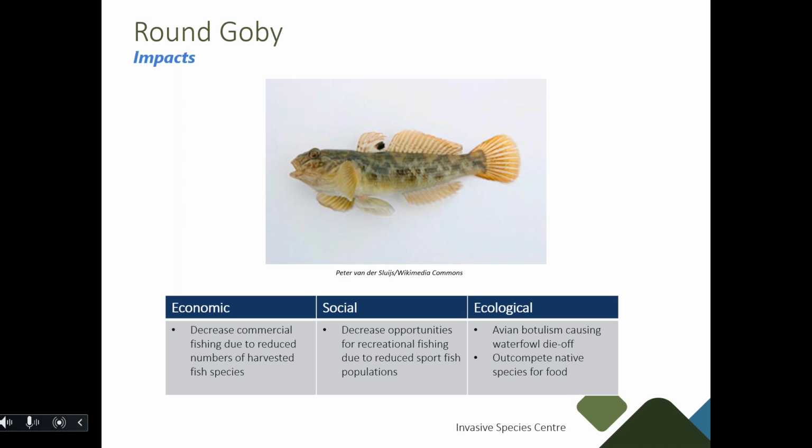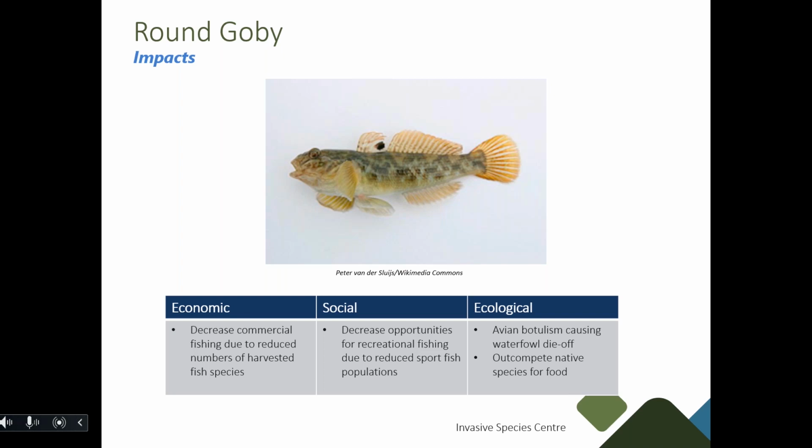Ecological impacts include it can spread avian botulism, which is causing the die-off of different waterfowl, as well as it outcompetes native species for food. They eat large quantities of things like zebra mussels and quagga mussels, other insects, other small fish, and fish eggs.